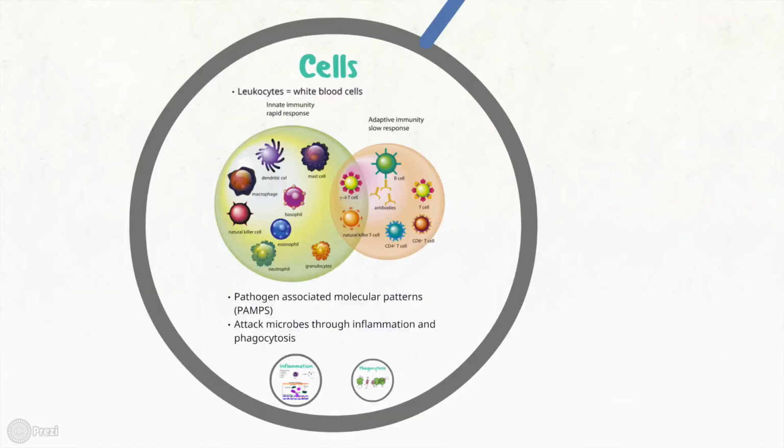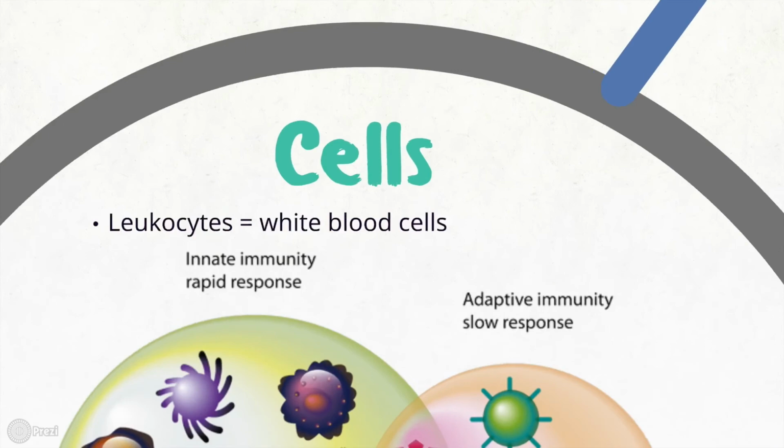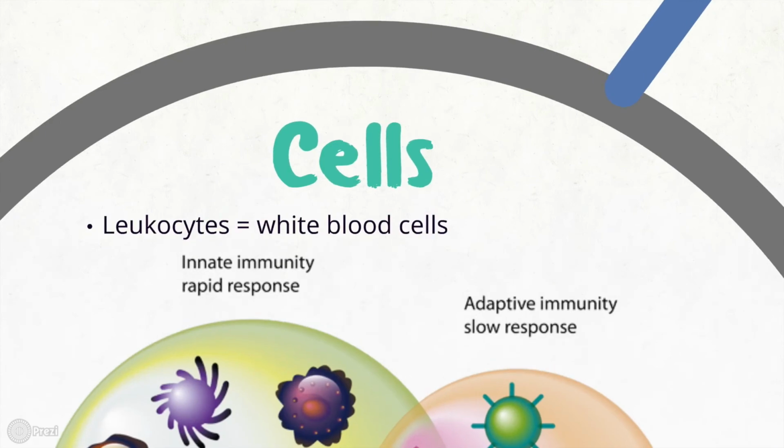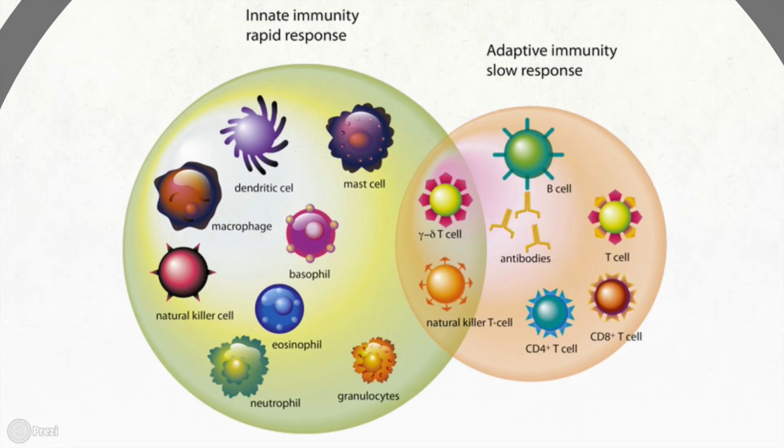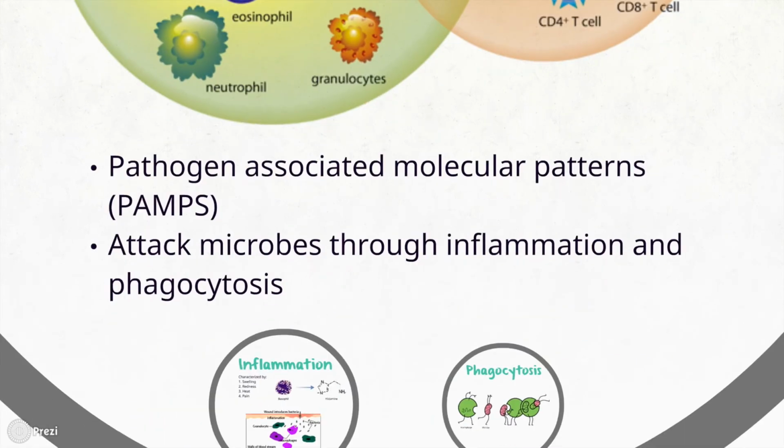The cells that are responsible for innate immunity are leukocytes, also known as white blood cells. These cells include macrophages, neutrophils, eosinophils, basophils, and natural killer or NK cells. These cells can recognize foreign molecules because foreign molecules, such as pathogens like bacteria and viruses, have conserved features. These are shared features by most pathogens and are known as pathogen-associated molecular patterns or PAMPs. In the presence of pathogens, these white blood cells can recognize PAMPs and mount an attack.